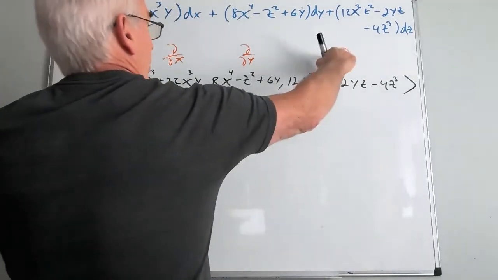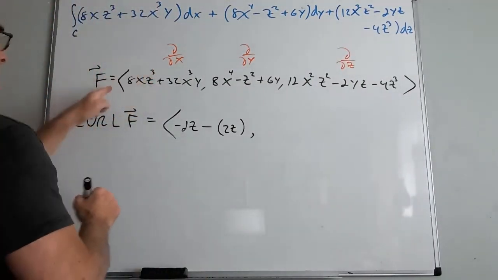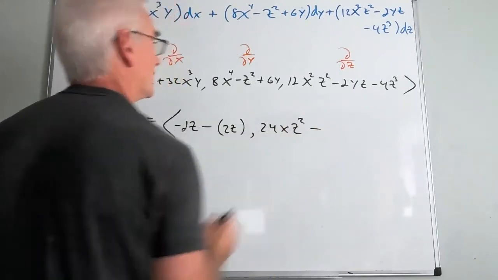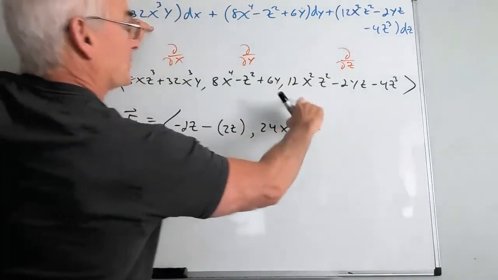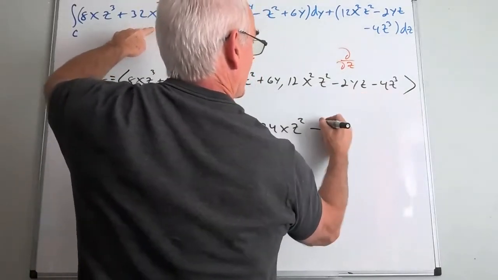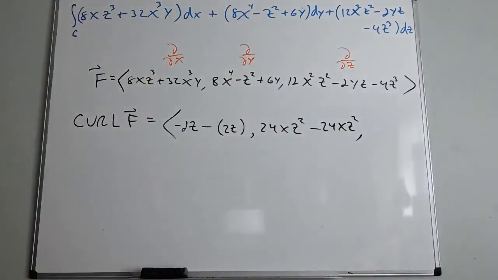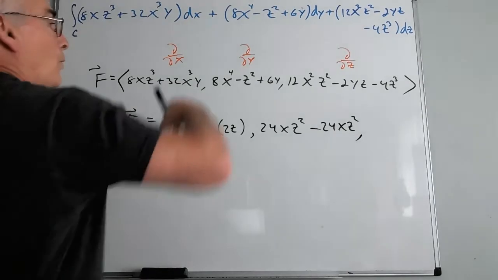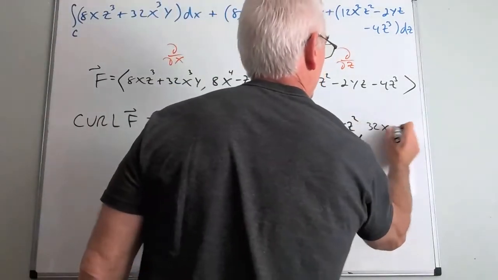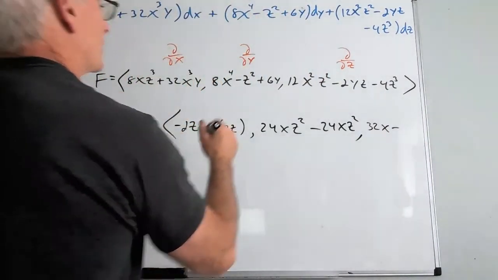Partial with respect to z of this is going to be 24x z squared. Now, with respect to x of this, no x is here, no x is here. So that'd be 24x z squared. With respect to x of this, that would be 32x, with respect to y, excuse me, 32x cubed, sorry.